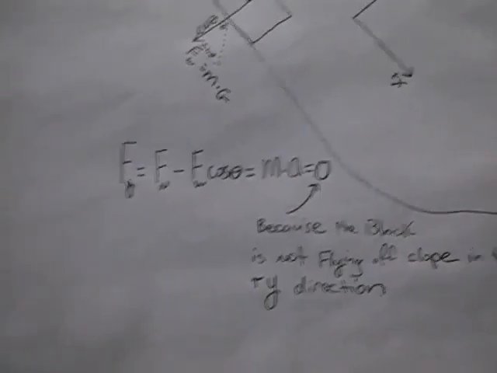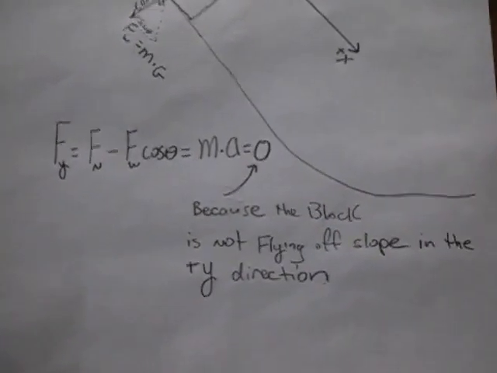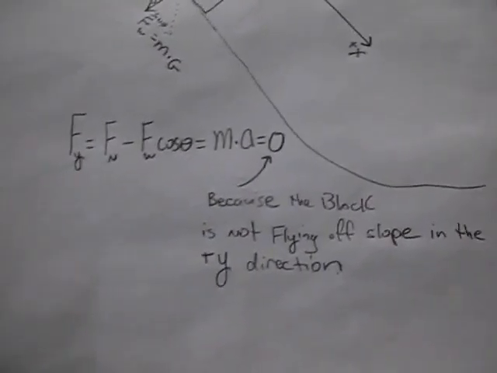Start off with the y direction. We have the normal force minus the force of weight cosine theta equals mass times acceleration, which once again equals 0 because the block is not flying off the slope in the positive y direction.